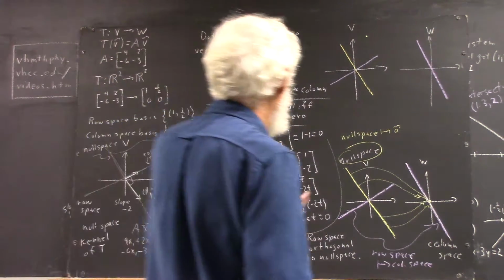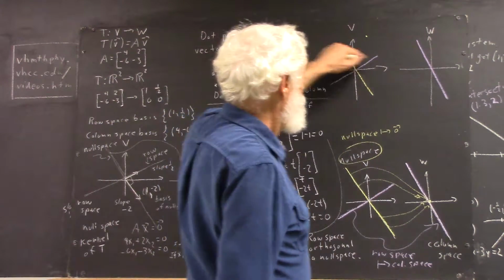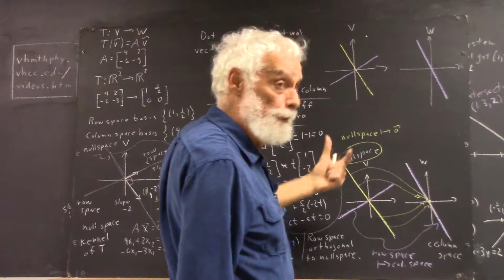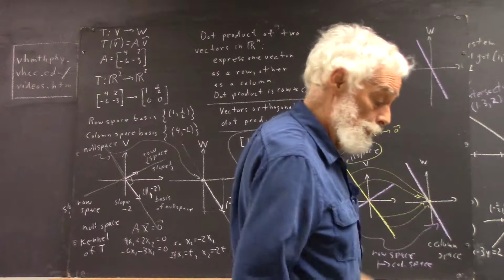Okay, so here we have our picture again. We have V, we have W, we have our null space and our row space in V, and we have the column space over here in W.